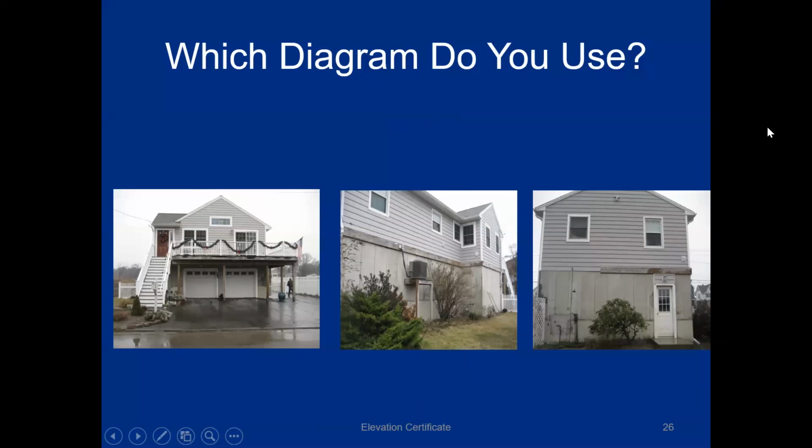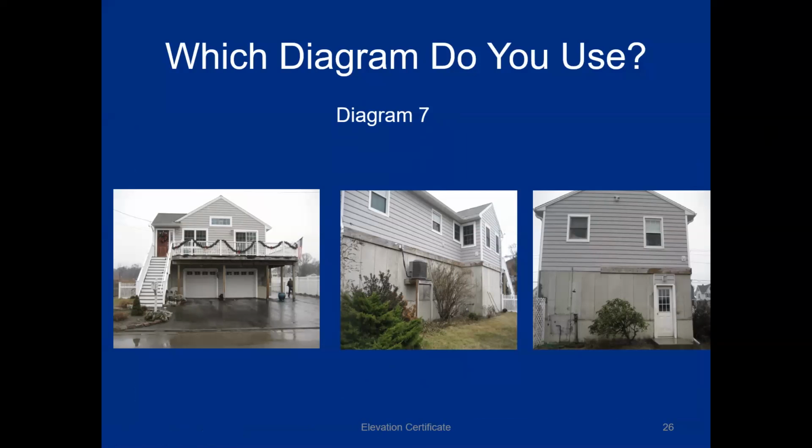Okay. Once again, which diagram do you use? Okay, which diagram do you use? I have to save some time here. Which diagram? Number 7.